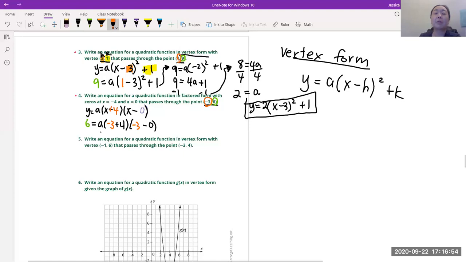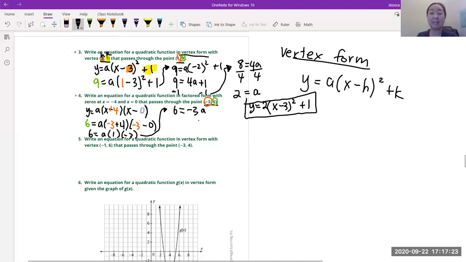All right, so now we're using order of operations to do the rest of the stuff. So I'm going to say 6 is equal to a times, and -3 plus 4 is 1, right? Times -3 minus 0 is just -3, right? And then what do we get? We're drawing that arrow right up there, and it's going to be 6 is equal to 1 times -3, which is just -3a. All right, almost there. How do we get rid of that -3?